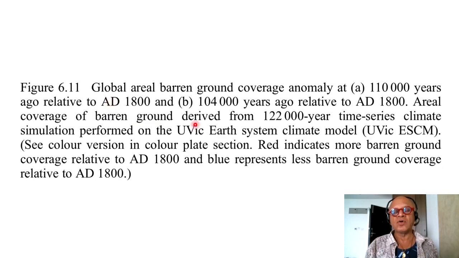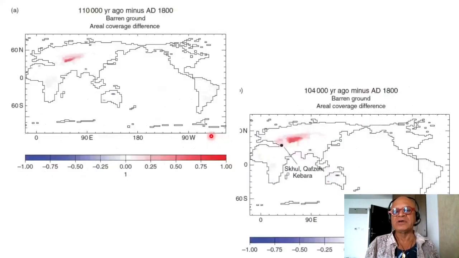Global aerial barren ground coverage anomaly. So again, comparing to 1800, at 110,000 years ago, 104,000 years ago, various MIS 5. Maybe we're already in the 5 stages. Aerial coverage of barren ground derived from the long time series. I don't want to read it each time.